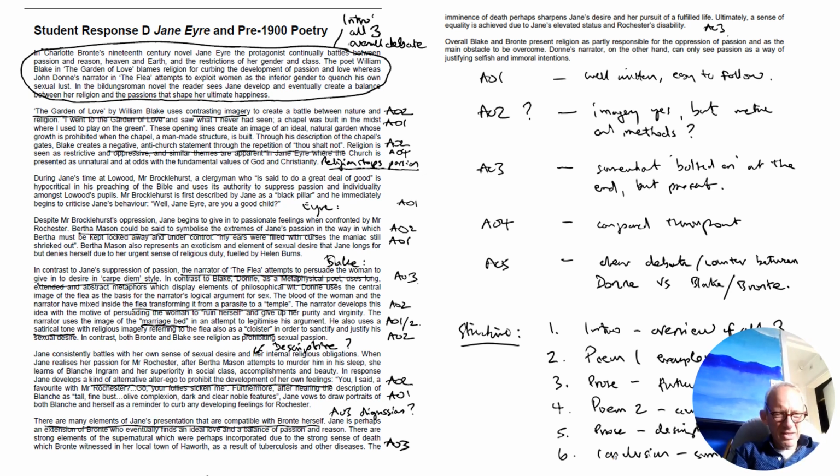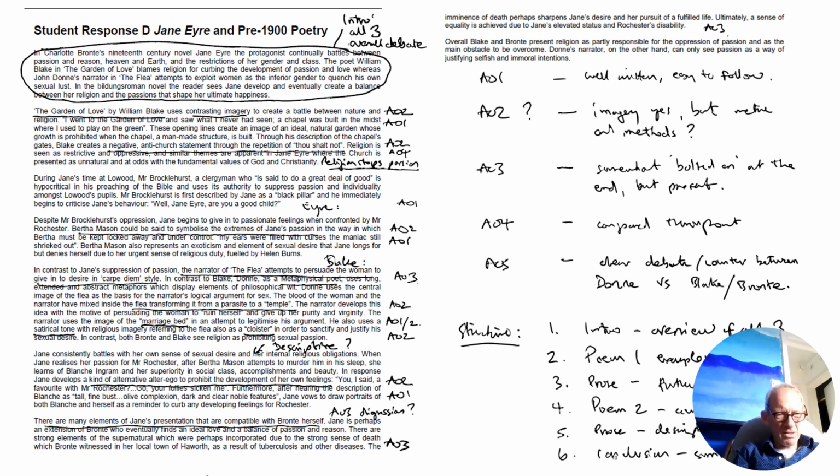A nice, once again, focus on the text, but a little bit descriptive, I've said here. Watch out for falling into this trap where you start just describing the text. Jane consistently battles with her own sense of sexual desire and her internal religious obligations when Jane realizes her passion for Mr. Rochester. After Bertha Mason attempts to murder him in his sleep, she learns of Blanche Ingram and her superiority in social class, accomplishments and beauty. Okay, well, that's not really analysis. That's just telling us what happened in the story.